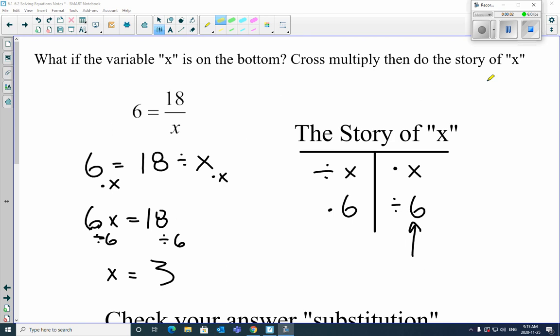Okay, so this is the solving equations algebra. This is the second part of it. I broke up that lesson into two parts. So here's the first question. What if the variable x is on the bottom? It's a little bit trickier to deal with, but we can still do something similar to what we've done.